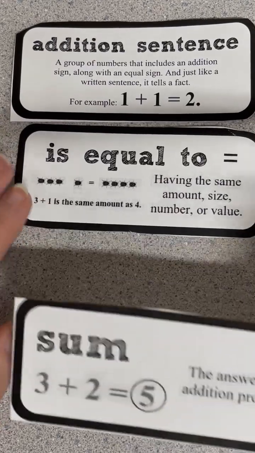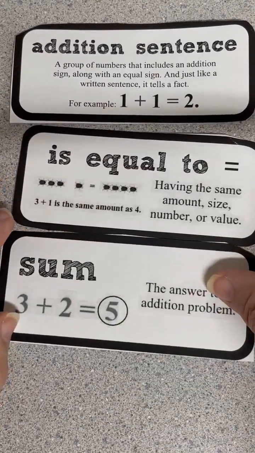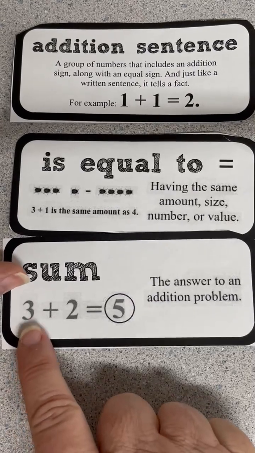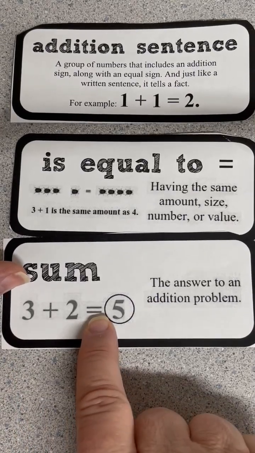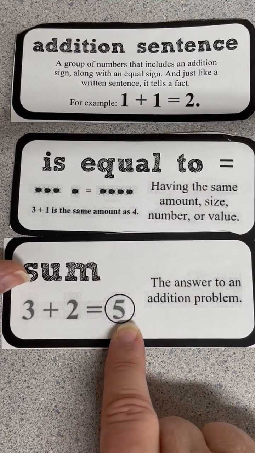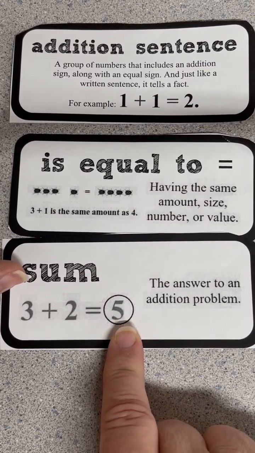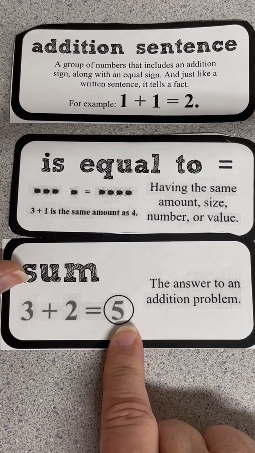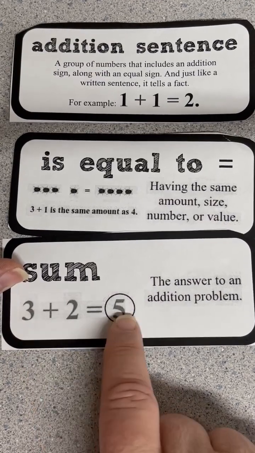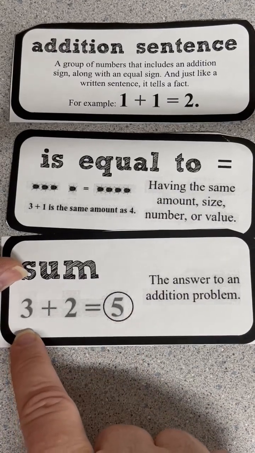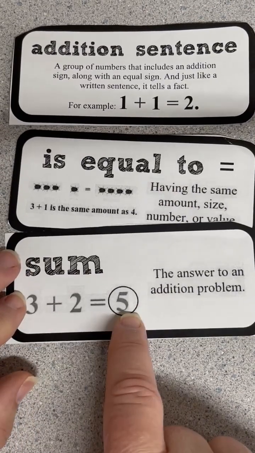Now, next thing is the sum. When you add 3 plus 2, you got the equal to, and 5 is the answer to the problem for addition. Sum is only going to be for addition. So the sum of 3 plus 2 is 5.